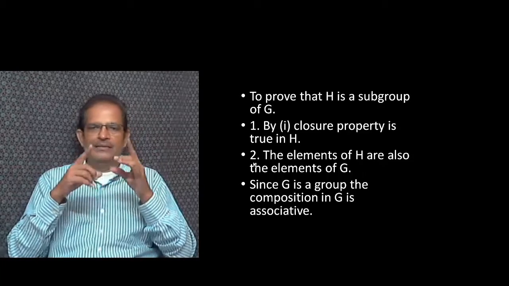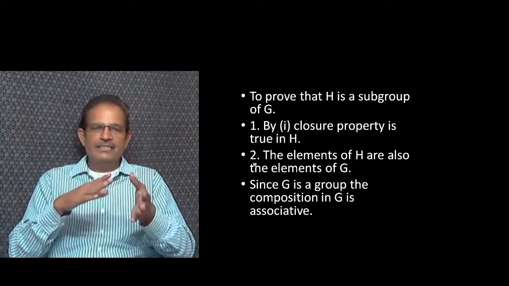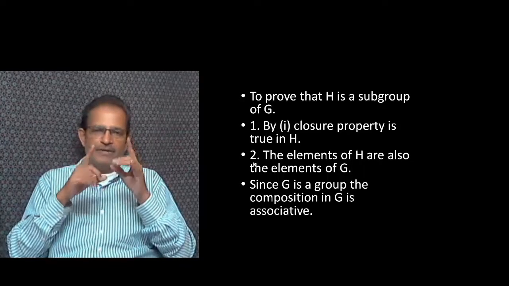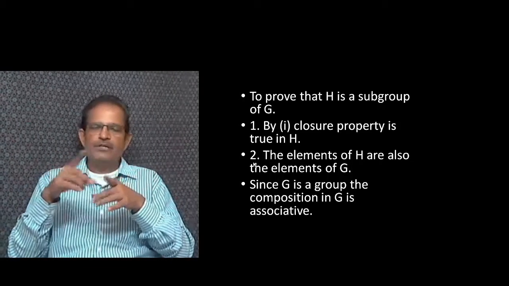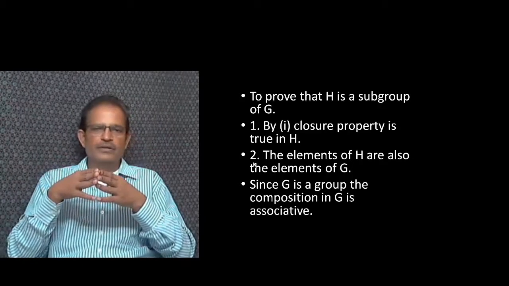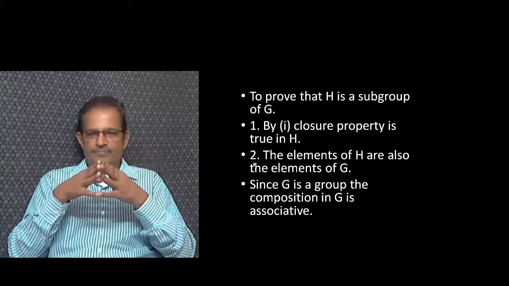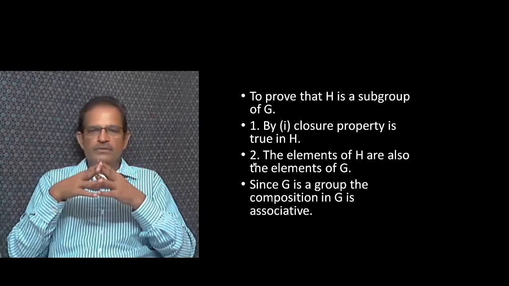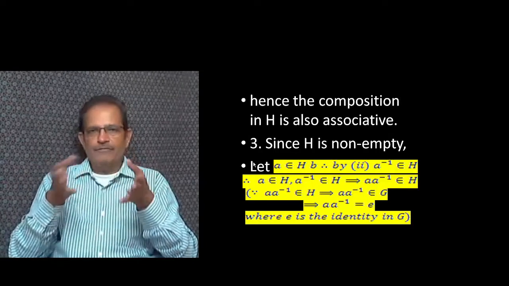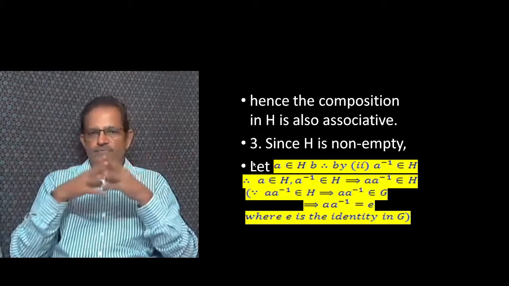2. The elements of H are also elements of G. You know that H is a subgroup; that is what we are proving. So elements of H are also elements of G because H is a subset of G. Since G is a group, the composition in G is associative. So because G is a group, the associative property will be satisfied in G, and therefore composition in H is also associative.